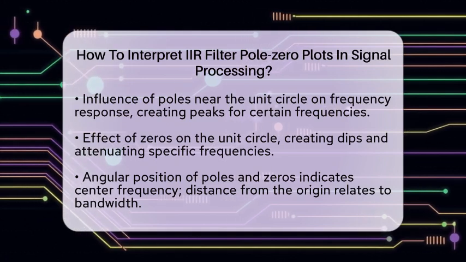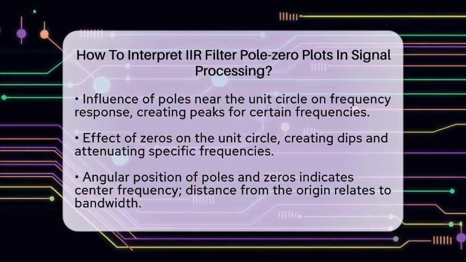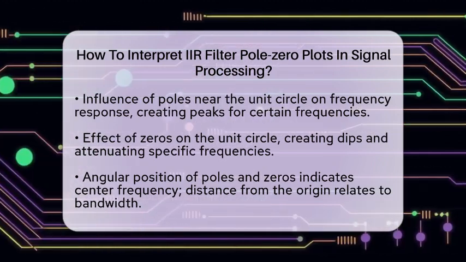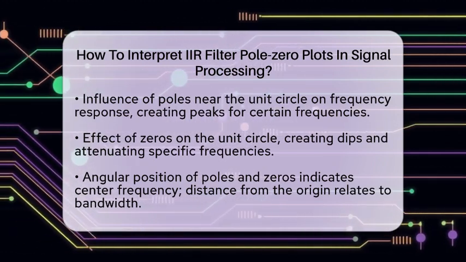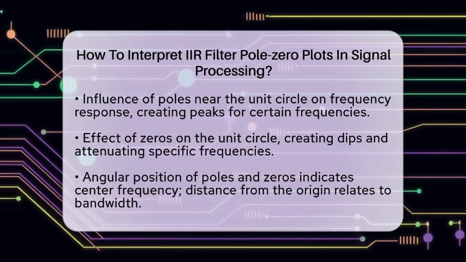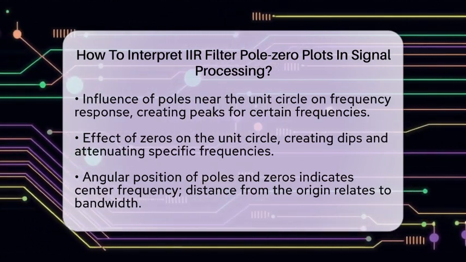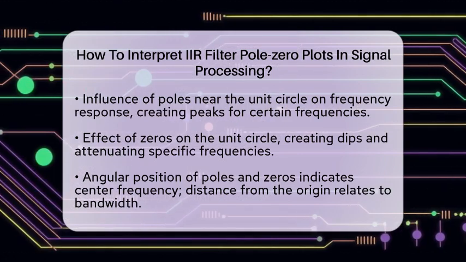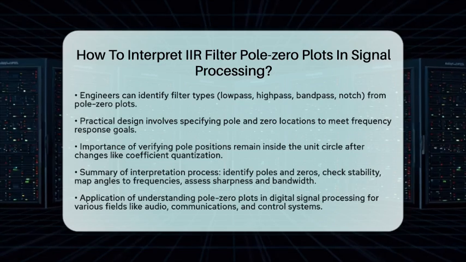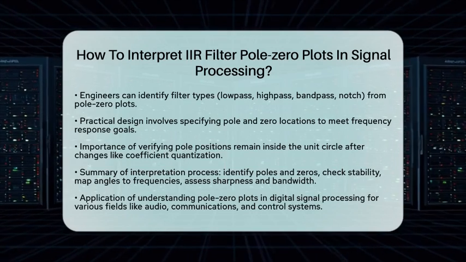For example, placing zeros on the unit circle at specific angles can create notch filters that reject certain frequencies. Similarly, poles positioned near the unit circle can create resonances at specific frequencies. In practice, designing an infinite impulse response filter often involves specifying desired pole and zero locations to meet specific frequency response criteria. The coefficients of the filter's difference equation are derived from the polynomial factors that correspond to these poles and zeros. It is also essential to verify that all poles remain inside the unit circle after any changes, such as coefficient quantization.